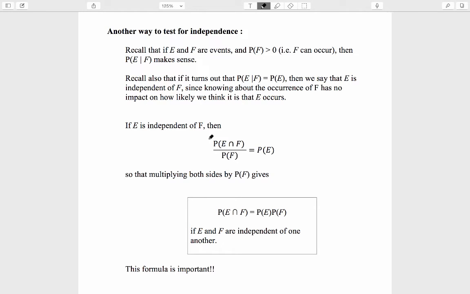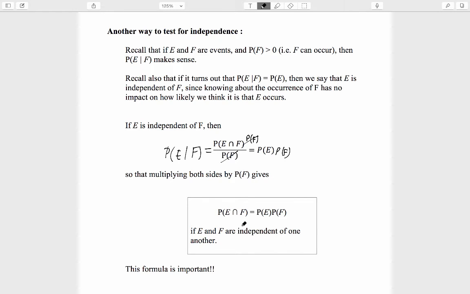If E is independent of F, then this expression, which by definition is the probability of E given F, so probability of E intersect F divided by probability of F, that's just our definition of conditional probability. If E is really independent of F, then this thing really equals probability of E. We can manipulate this algebraically by multiplying both sides of the equation by P of F. But this causes P of F to cancel from numerator and denominator in this expression, and what we are left with is probability of E intersect F equals probability of E times probability of F if E and F are independent of one another. This formula is important.